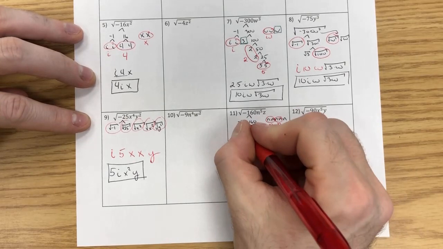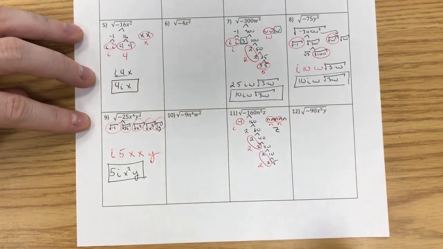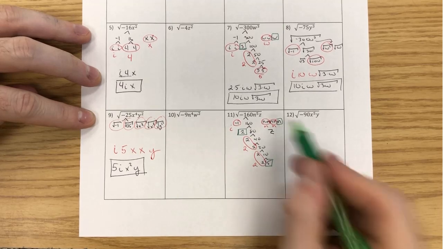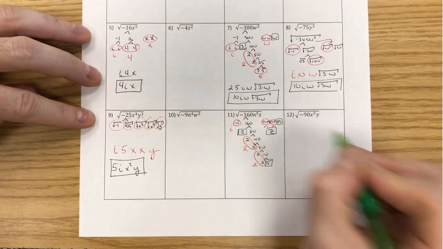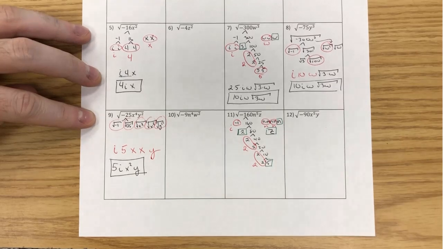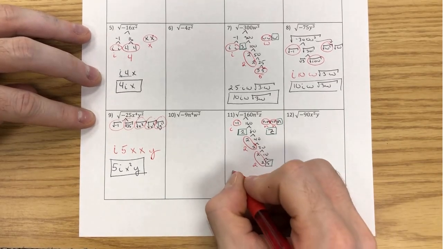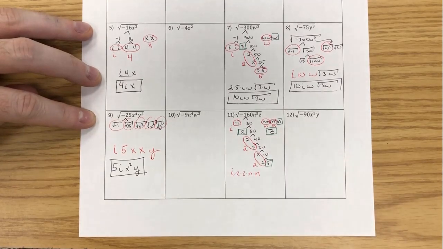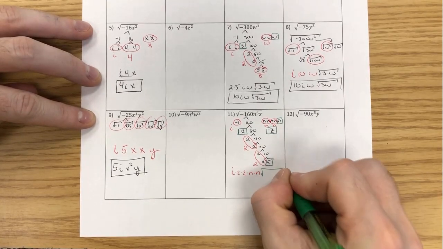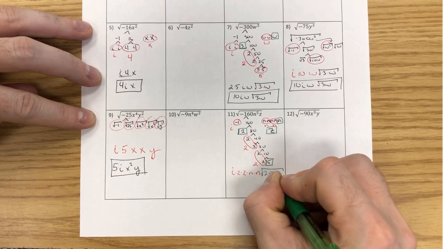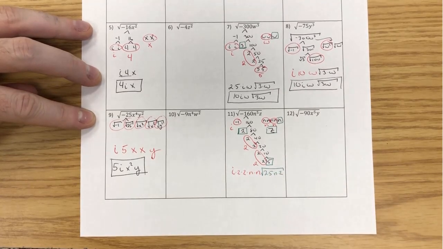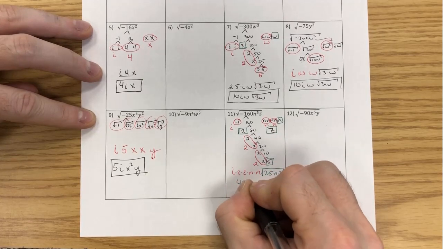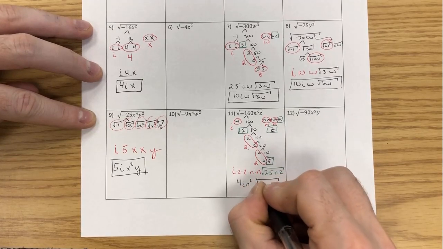Oh, and I know right here, I know an I is going to come out. I left behind a 2, a 5, an N, and a Z. So if I rewrite that, I have I times 2 times 2 times N. Left in the square root, I have 2 times 5 times N times Z, which is going to simplify to 4IN squared, square root of 10NZ.